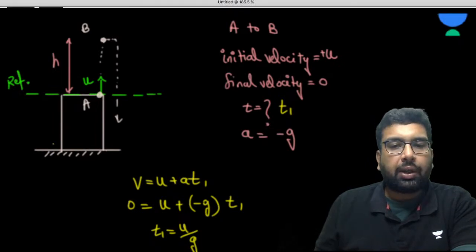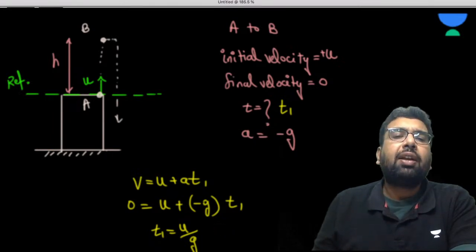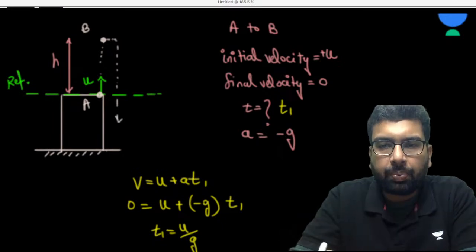So if u is in meter per second, g is always in meter per second square. This will come into second, isn't it? We'll take care of the unit later. Yes or no? Please answer me.